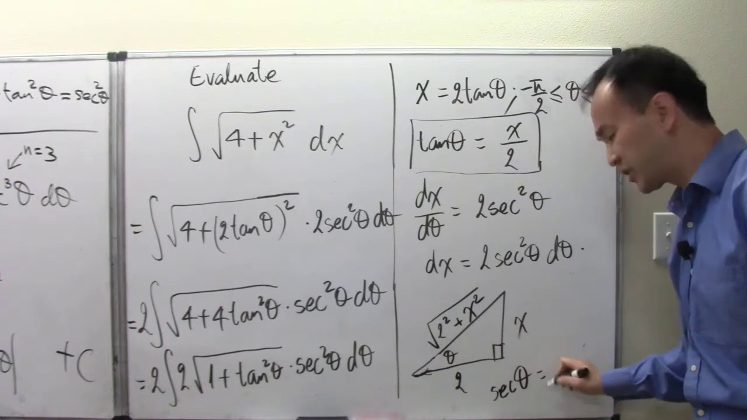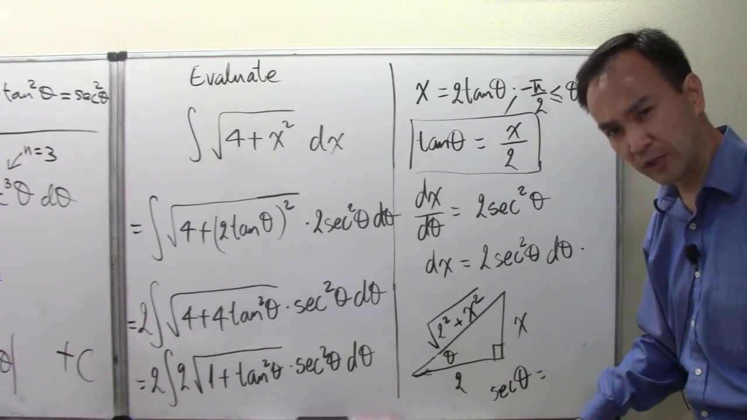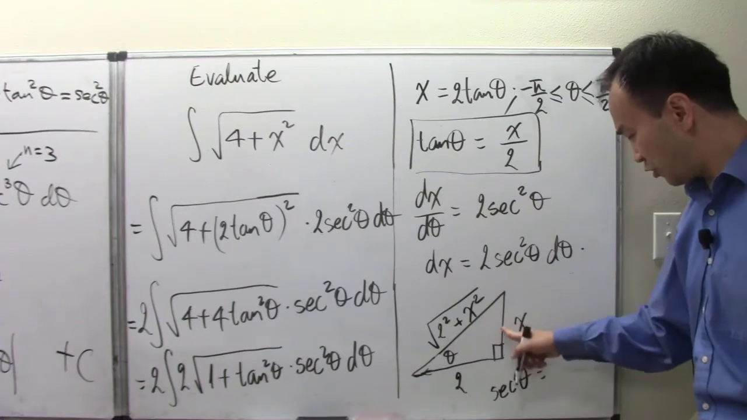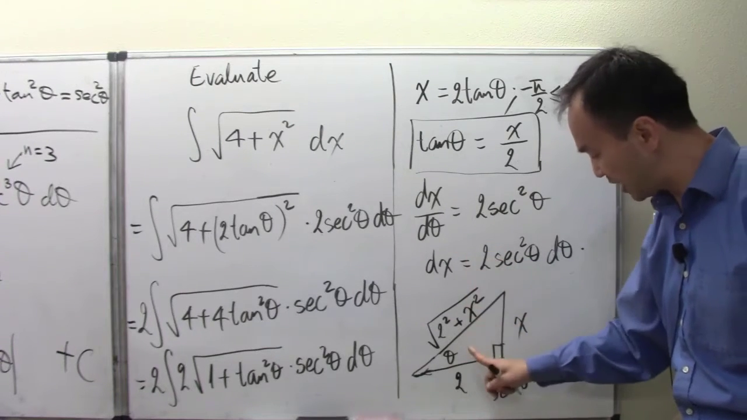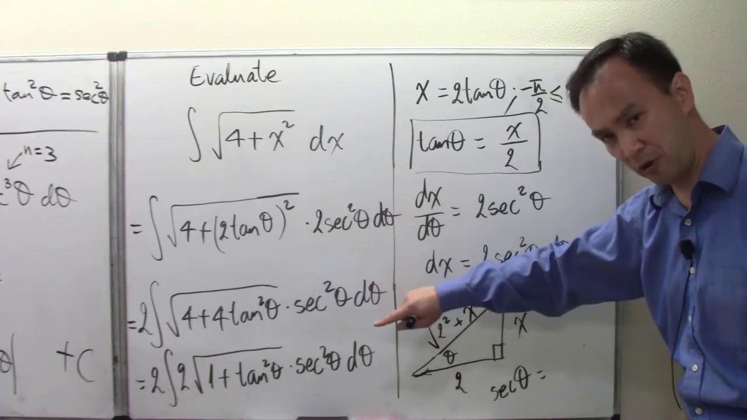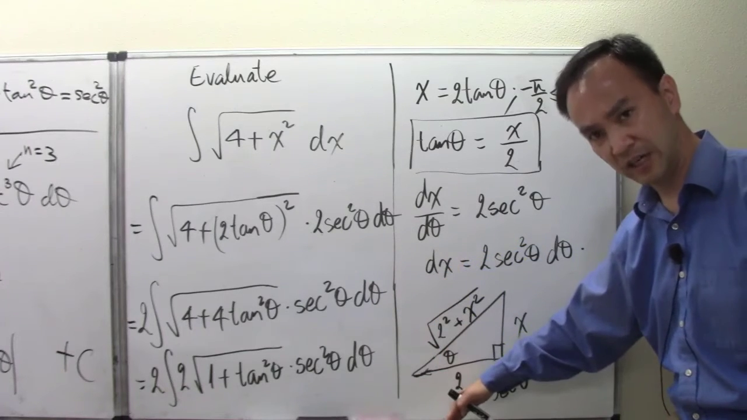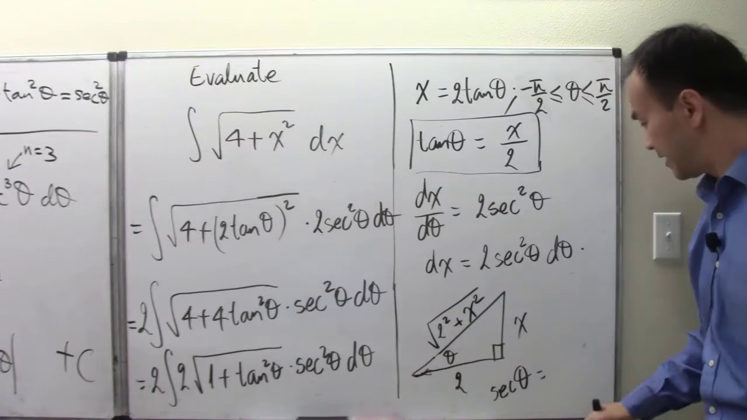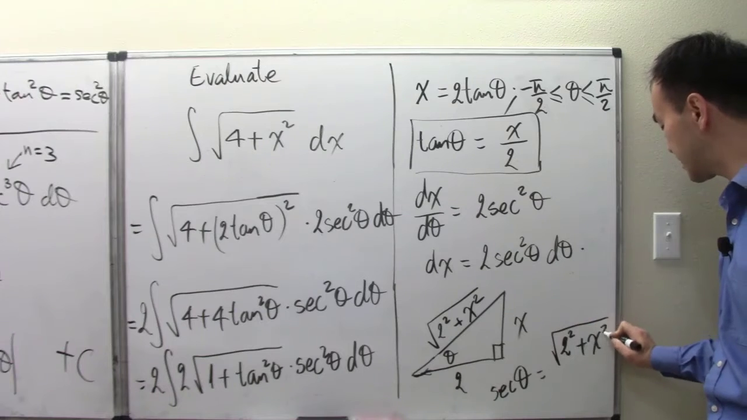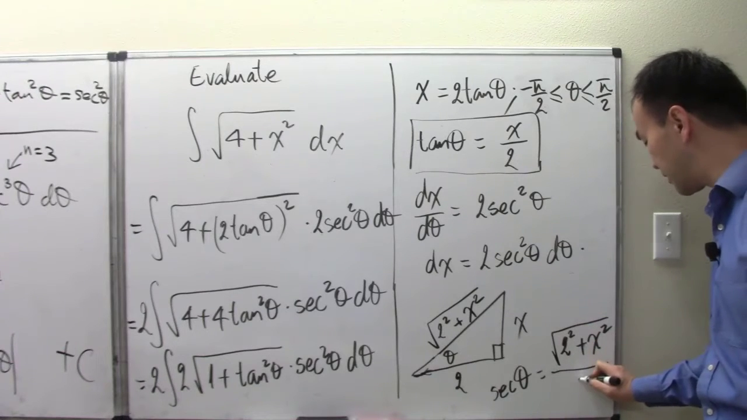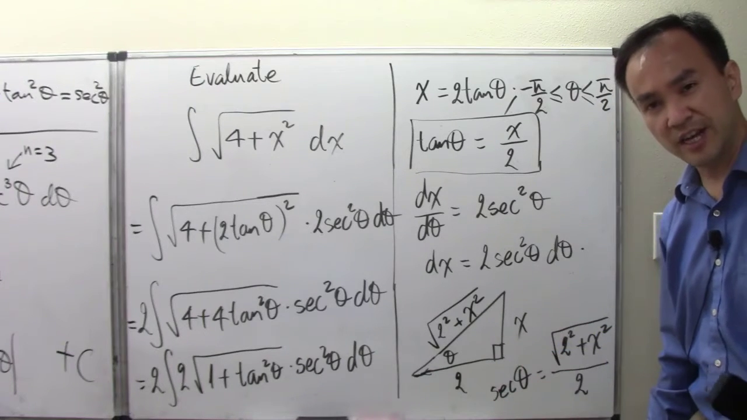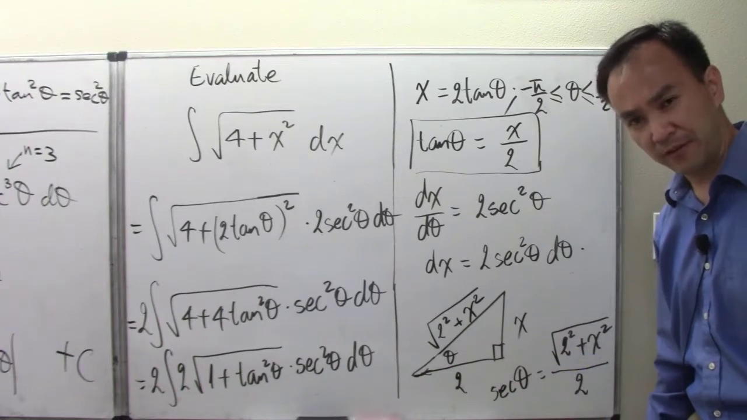So secant is 1 over cosine, the reciprocal of cosine. Cosine is adjacent over hypotenuse, but secant is the reciprocal. So that means we're going hypotenuse over adjacent. That's secant of theta. The hypotenuse is the square root of 2 squared plus x squared, divided by 2, the adjacent. That's how we understand secant of theta from a right triangle setting.